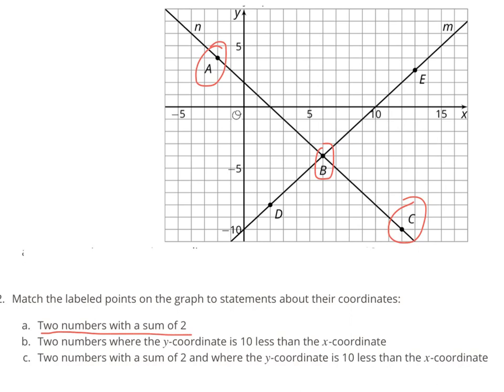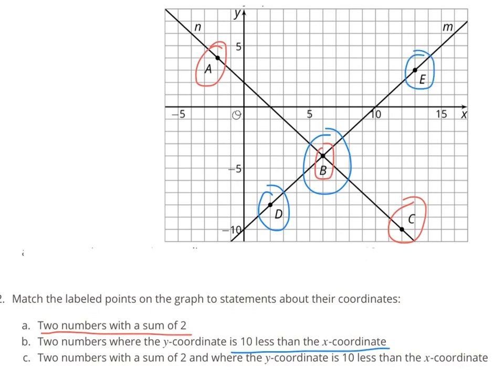Then on to the second part of this, two numbers where the y-coordinate is 10 less than the x-coordinate. Likewise, that had to do with the description for line M, so that's going to be points D, B, and E.